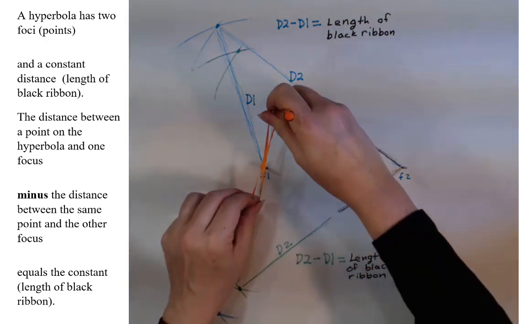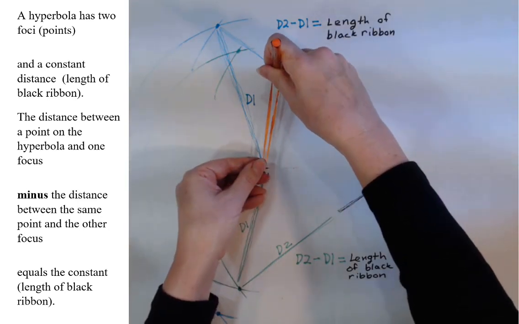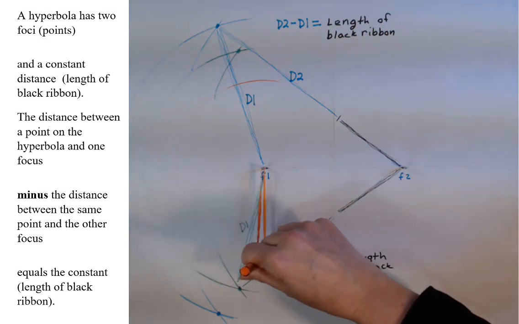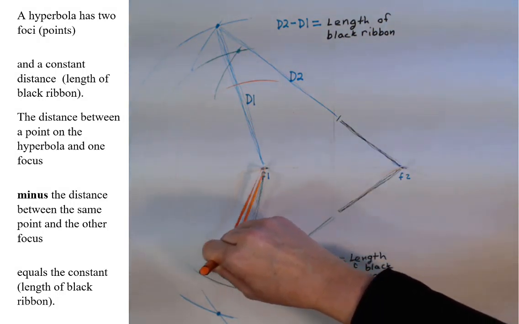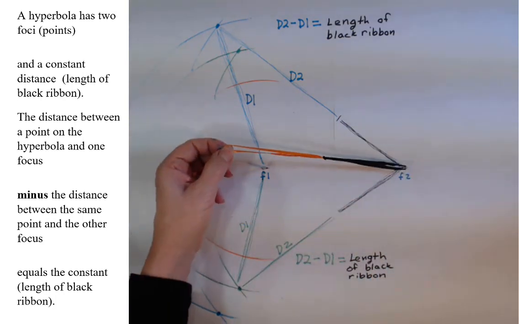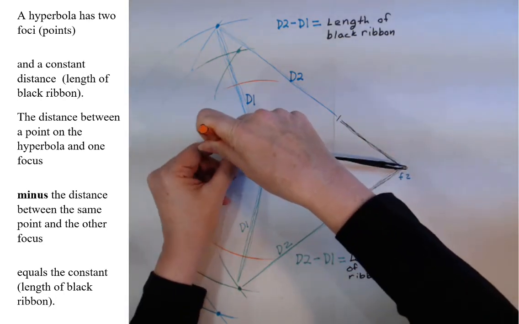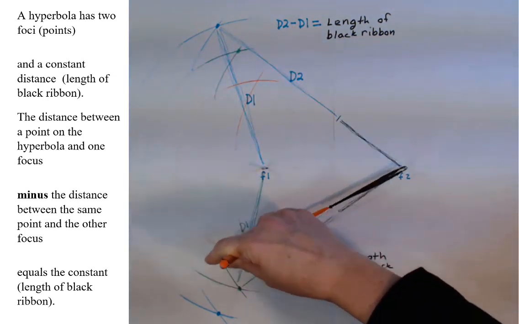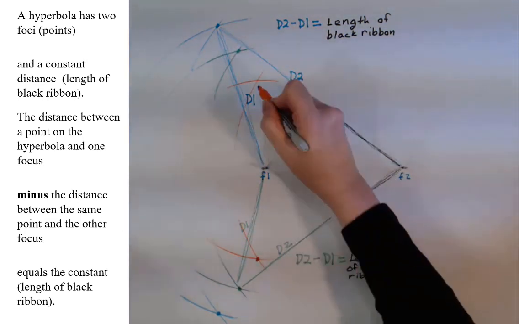Here we do it again with an orange ribbon. The orange is a little shorter than the green, so we get points a little closer to the foci. Again, the distance from one of these orange points to the further focus, focus 2, is the orange plus the black. If we subtract the shorter distance, which is just the orange ribbon, we'll be left with that black ribbon again. The difference is always equal to the length of the black ribbon.